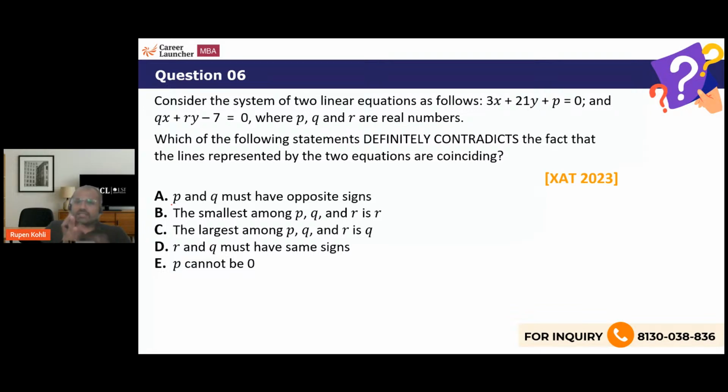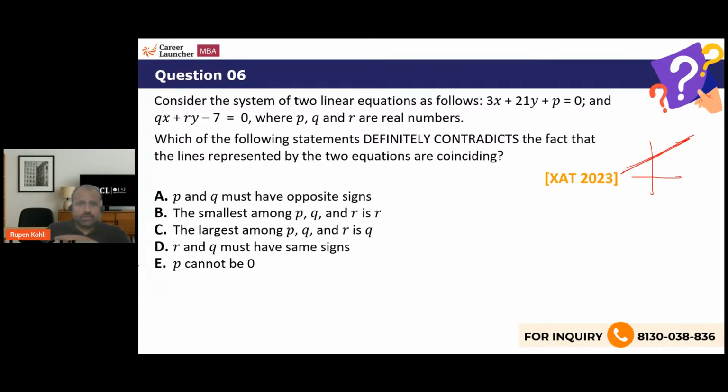So coinciding lines is basically nothing but infinite solutions, right? Coinciding lines on the graph, if the lines are coinciding, means they are identical lines. That is what it means to have infinite solutions. So that should definitely not happen. Which option does that, right? Okay, so let's write the condition and then start thinking about it.